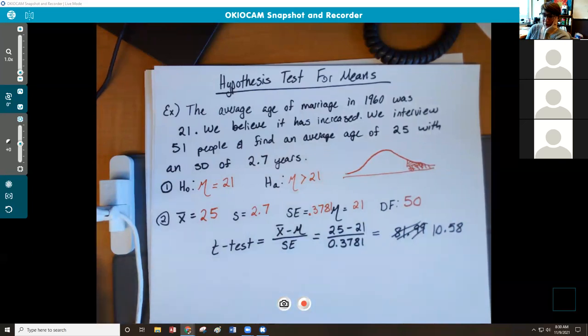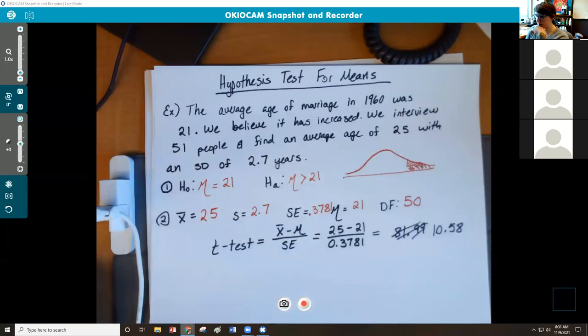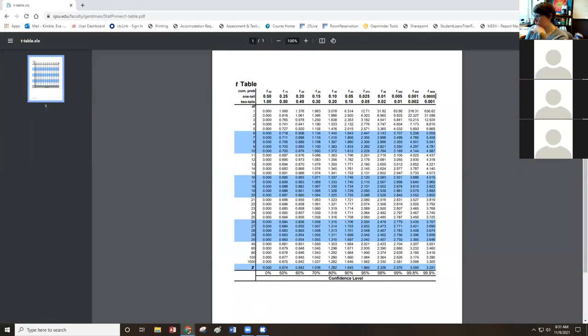All right. So here is how you would use a t-table to do this. I am going to pull up a t-table, and we're going to look at our one tail, since we're doing a one tail test. That means that we're only looking at one side. Okay, and we are going to look at our significance level. So usually our significance level is 0.05.